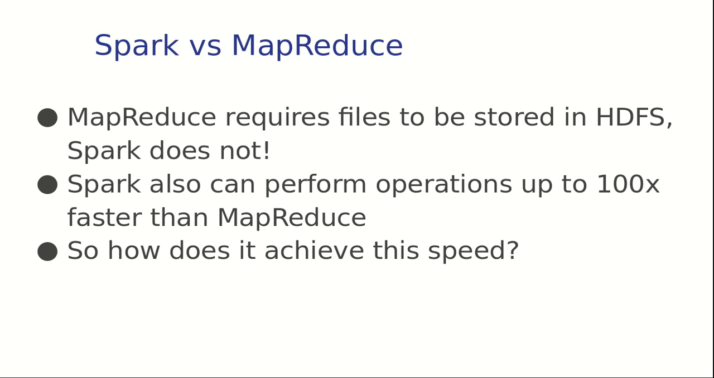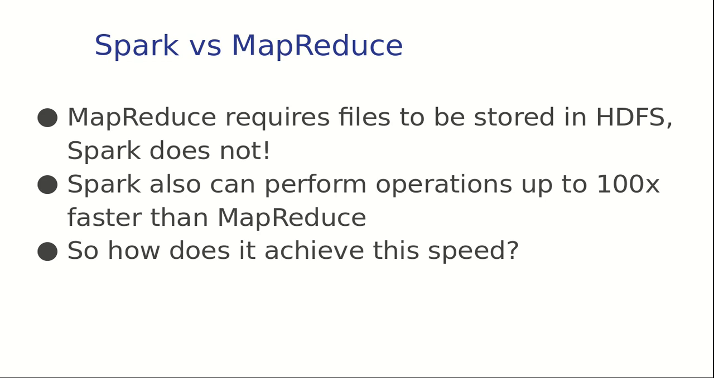Spark versus MapReduce, now we are going to cover. This is very important, because nowadays we are not using MapReduce. Why Spark is 100 times faster, here we are going to understand. MapReduce requires files to be stored in HDFS, but Spark does not. MapReduce has a dependency to store every file on HDFS, but Spark doesn't. Spark also can perform operations up to 100 times faster.